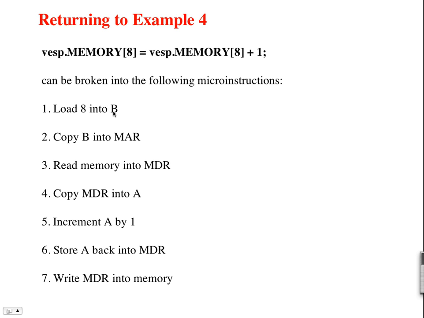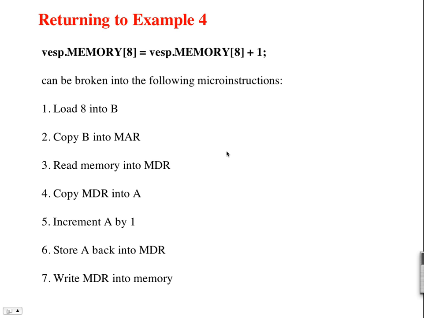So I think the way I set it up, I chose register B as the destination for this kind of operation, so that's why I load 8 into B from the micro store, and then copy B into MAR, and then read memory into MDR, and then copy MDR into A, increment it by 1, and then store it back into MDR, and then write. So this has gotten to be a long microcode by the very fact that we now already have 7 steps in here. But you can see that this is still feasible.